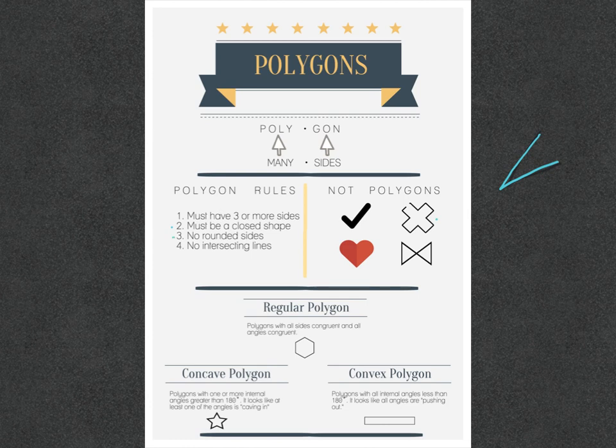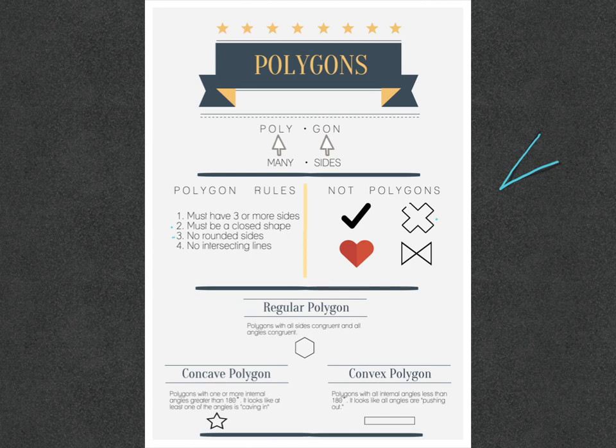It can't have rounded sides. So this heart, while it is an adorable heart, is not going to be a polygon because it has these rounded edges over here. So that's going to make it not a polygon. The last one is that it can't have intersecting lines. So this little bow tie over here is, again, adorable. However, it has lines that are intersecting. So that doesn't count as a polygon either. So those are just some rules about polygons to follow and to identify if it is a polygon or not.